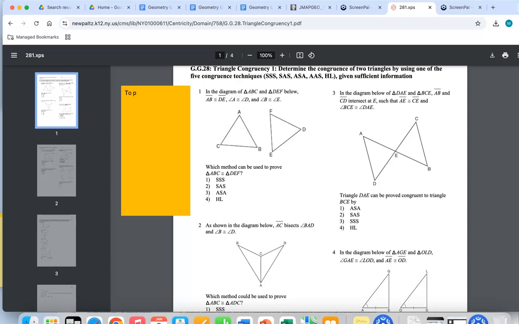So to prove that two triangles are congruent, you can use one of the following methods. And let me specify, you can use any one of the following methods. It could be side, side, side. That's what SSS stands for, side, side, side. It could be side, angle, side. It could be angle, angle, side.